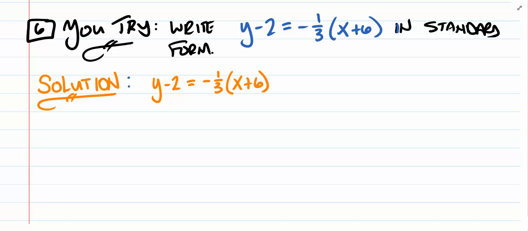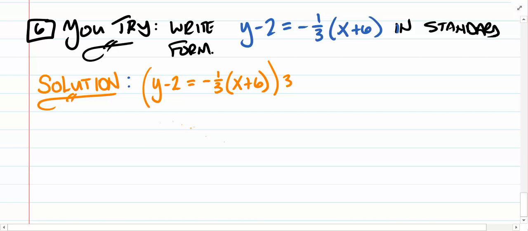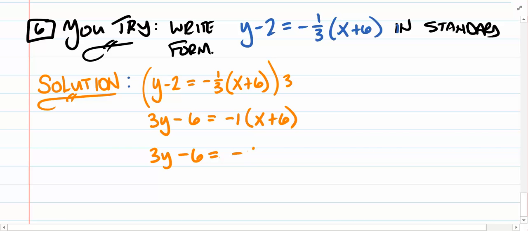So let's start by writing y minus 2 equals negative 1/3 times (x plus 6). I'm going to go ahead and multiply both sides of the equation by the number 3 to get rid of my fraction. So that would give me this: 3y minus 6 equals negative 1 times (x plus 6). Then I would distribute that minus 1. So 3y minus 6 equals negative x minus 6.